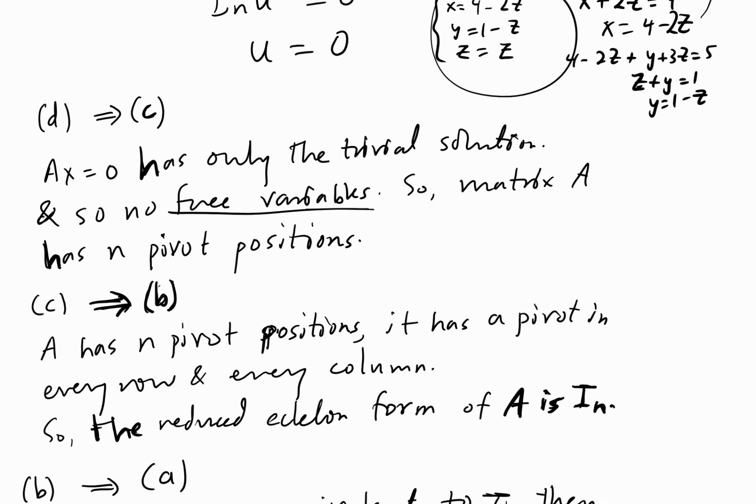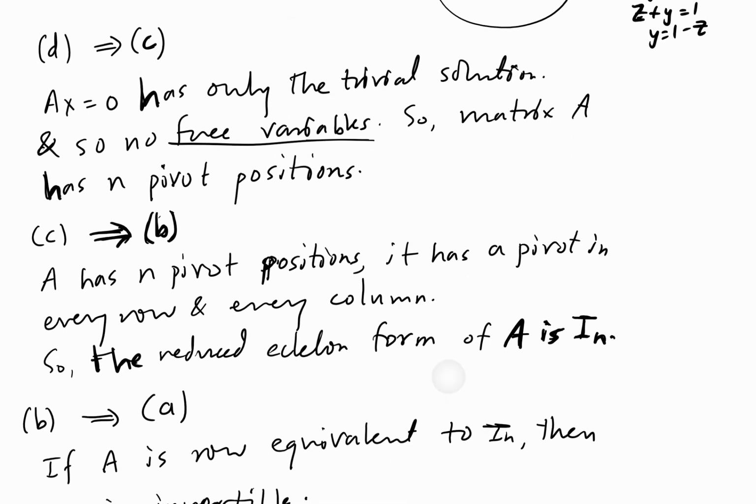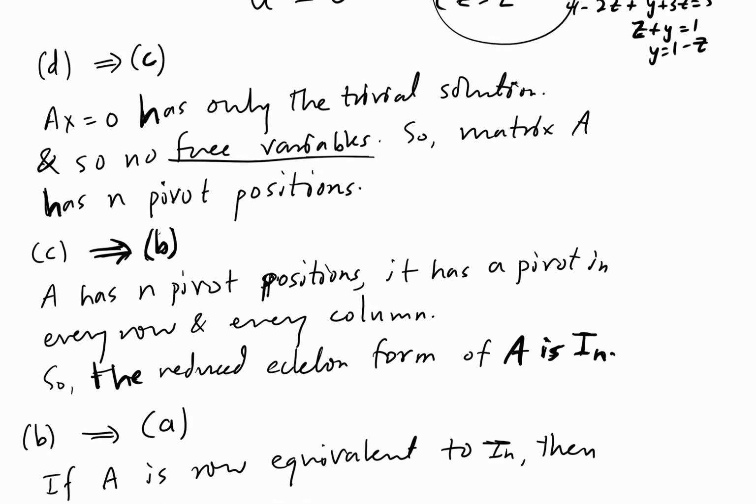The next one, which is the last one in that cycle, we need to prove B implies A. It means the equivalency to IN implies A is invertible. That's what A says, that matrix A is invertible. So let's see how we do this. If A is row equivalent to IN, how can we convince ourselves that this means A is invertible?